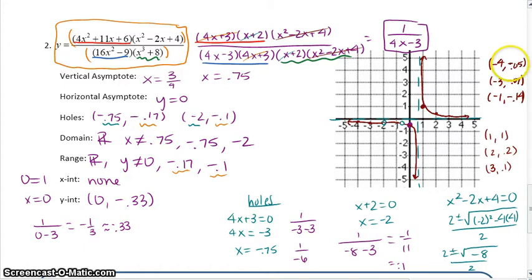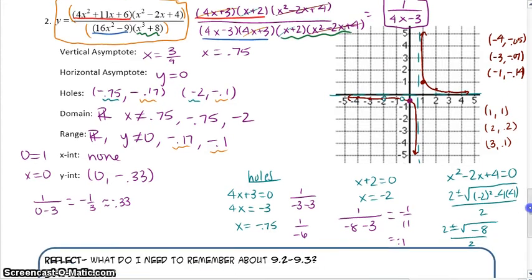Alright, so these are the 3 points that you should have to the left of your asymptote and 3 points to the right. I didn't include an x value of negative 2 because there's a hole there, so I just skipped over that. So make sure the biggest thing is that you don't draw a line through your holes because those points aren't on your graph.